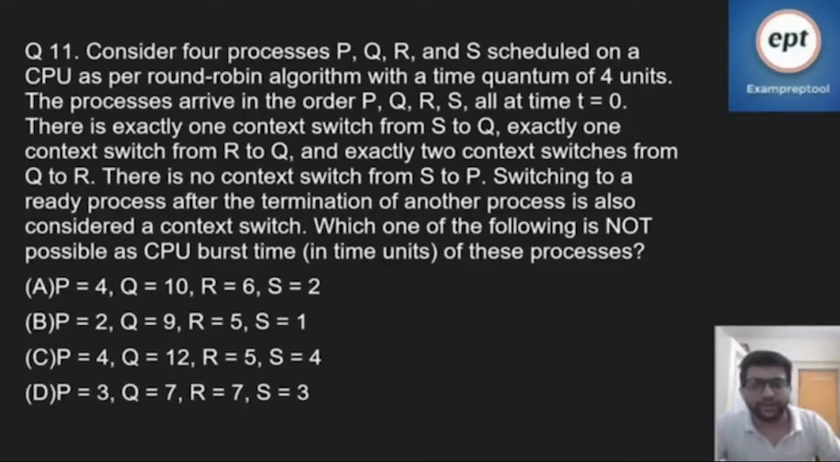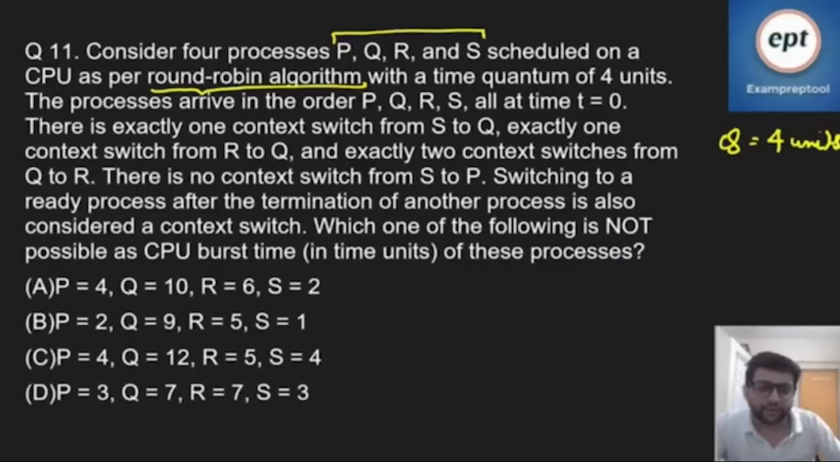So let's see. We have been given four processes P, Q, R, and S scheduled on a CPU as per the round robin algorithm. So the given algorithm is the round robin algorithm. The time quantum is given as 4 units. Let's write down: the given time quantum is 4 minutes.